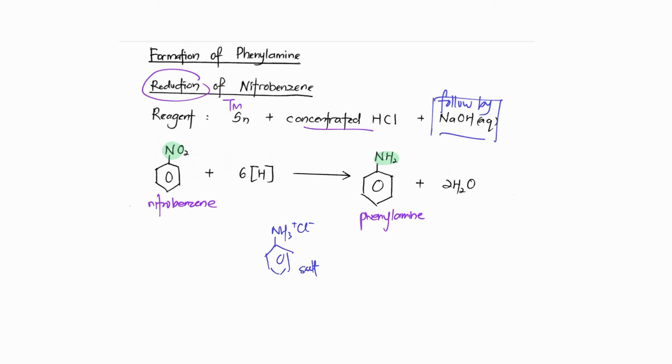What if we want to get the phenylamine from its salt? We could make use of a strong alkali. For example, here we use NaOH aqueous to displace phenylamine from its salt. Therefore, if the question is asking for the reagent where it requires 2 marks, we could give this followed by NaOH aqueous for the second mark. If it's just a 1 mark question, we could just give tin plus concentrated HCl.